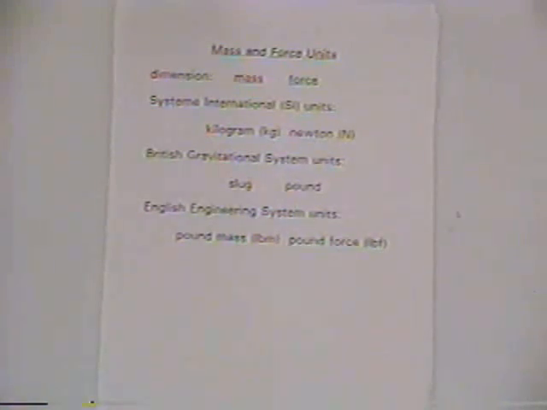And so in the SI system, mass is a kilogram and force is a newton. In the British gravitational system, we're looking at slugs for mass and pounds for force. And the English engineering system that many of us would certainly like to get away from uses pound mass and pound force. I think we are moving away from those units. They're a bit confusing.